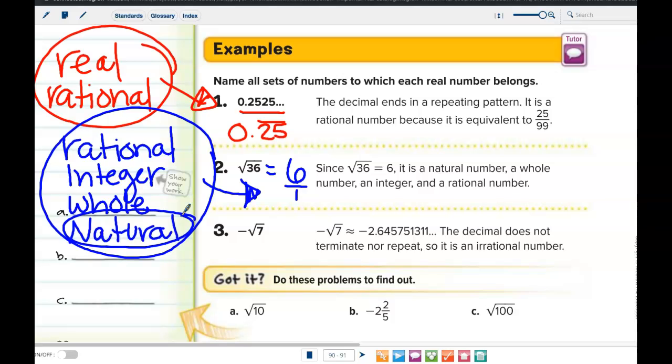On example 3, we have the negative square root of 7. If you type this into a calculator, you're going to get this decimal right there. You can see that that decimal never terminates, which means it never stops, and it never repeats itself. So since it is not repeating or terminating, we know that we cannot write it as a fraction. Therefore, the only category it belongs to is irrational. And that is the most specific that we can be.